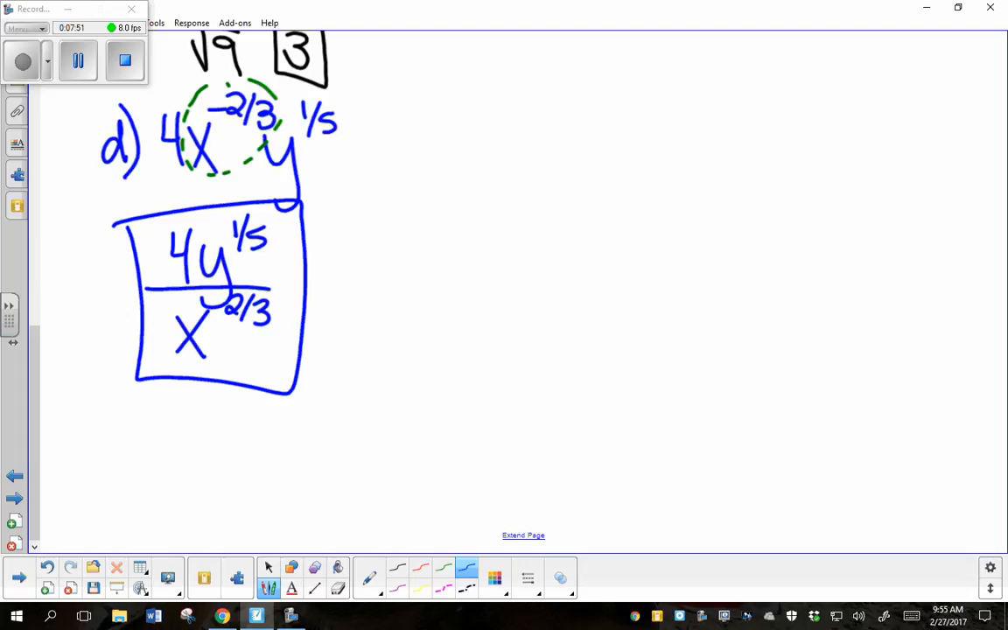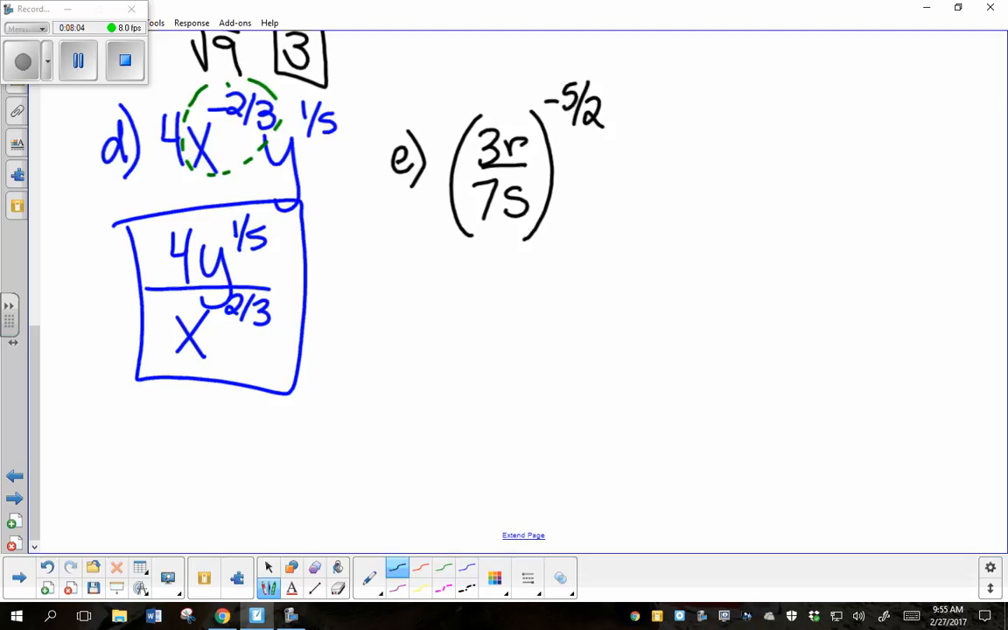And then one more. It is in parentheses 3r over 7s. That's an r up there, sorry. And then all to the power of negative 5/2. We're going to have to review a concept that we learned in our other unit. That was a long time ago. That was around Thanksgiving time, when we did the unit about all the exponents.